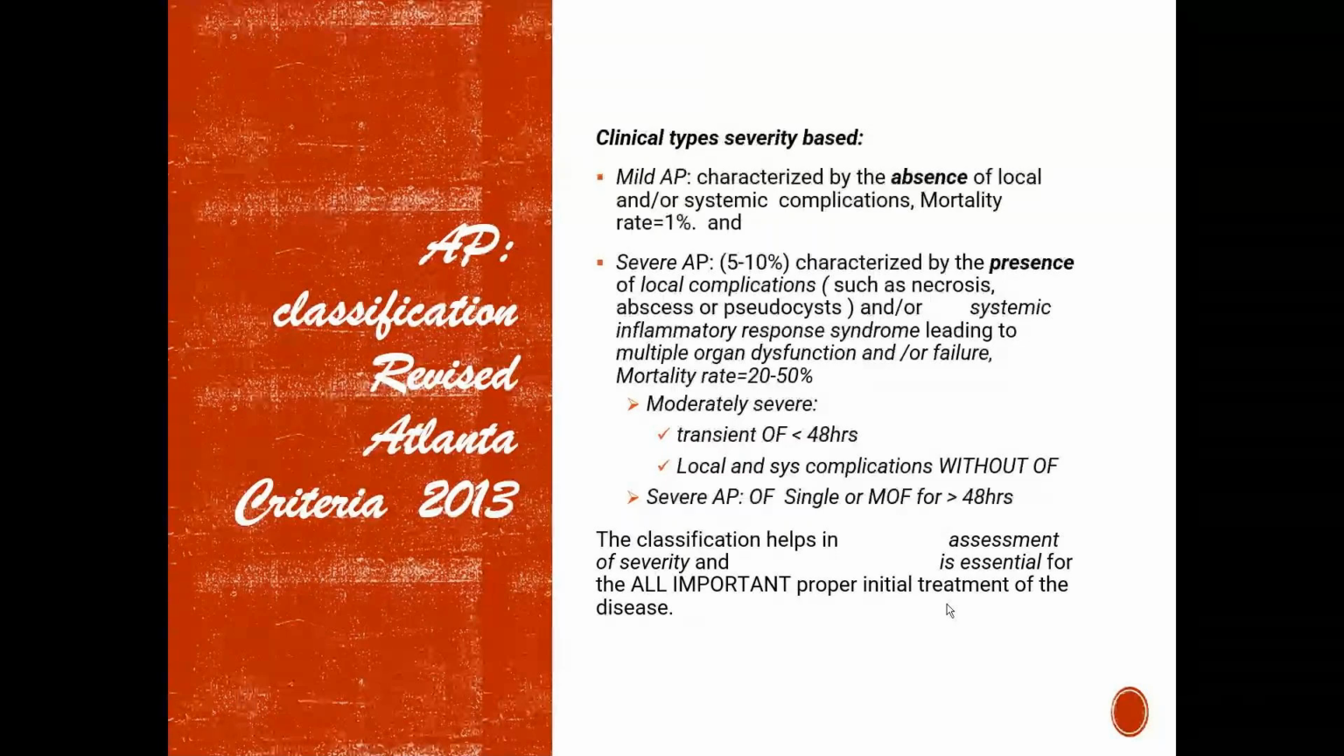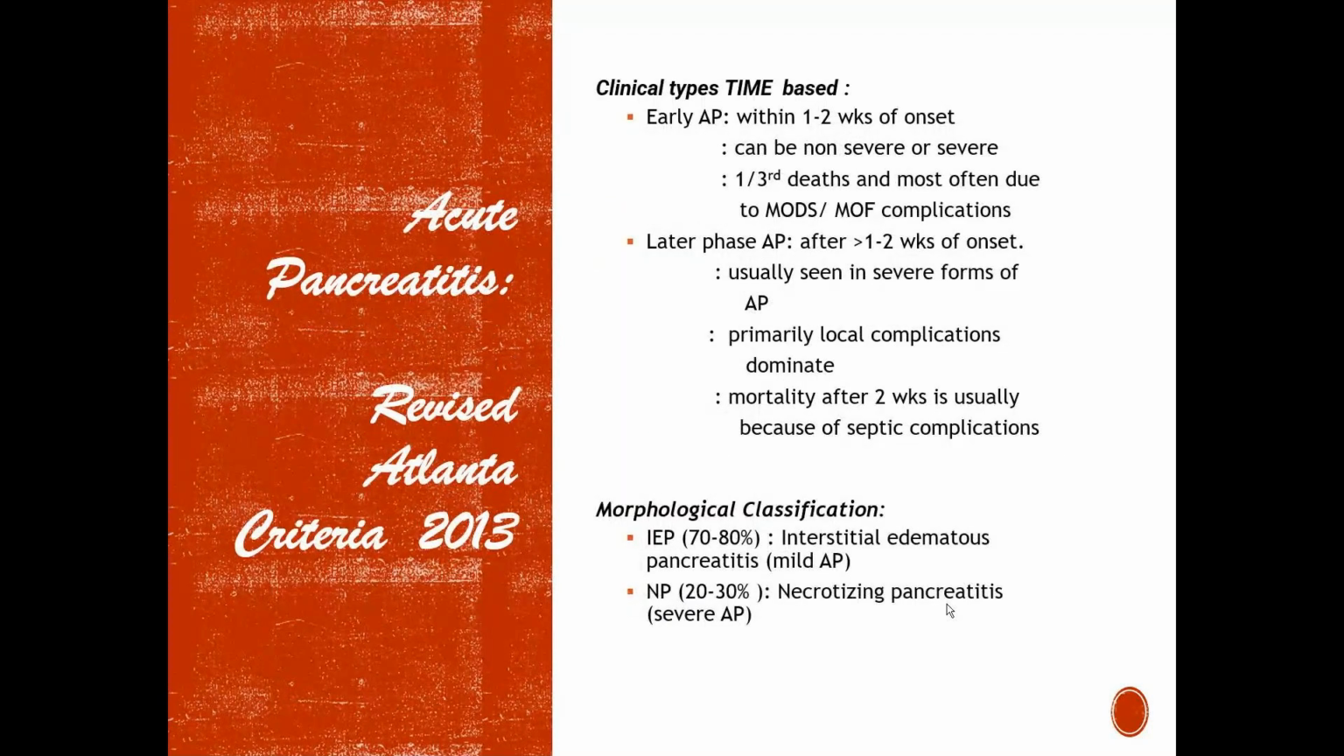But the more important part of the story is I want to recognize that patient who's going to likely go into local complications, systemic complications. I want to identify that patient who's got severe acute pancreatitis. So that is the whole reason why this revised Atlanta criteria becomes more important, right? So that is one clinical type. The second clinical division or clinical classification of acute pancreatitis is a time-based classification. So that was basically the severity base. Now let's talk about the time base.